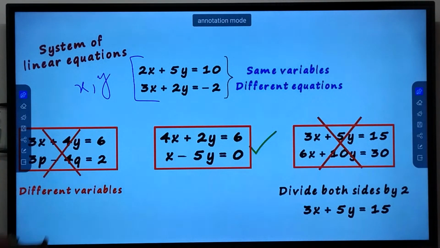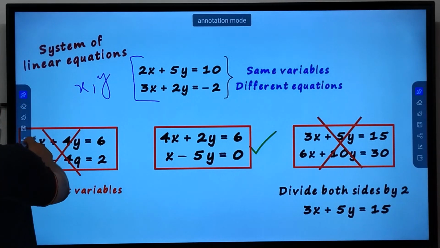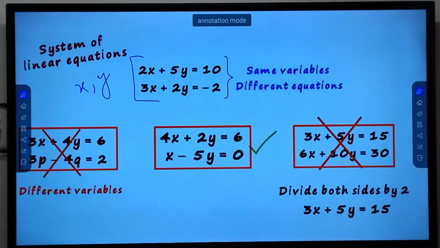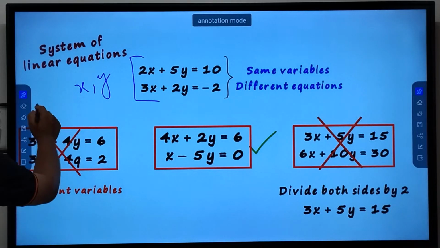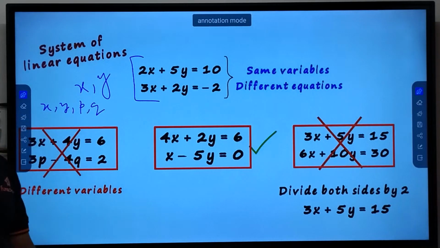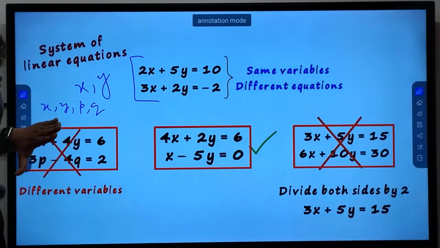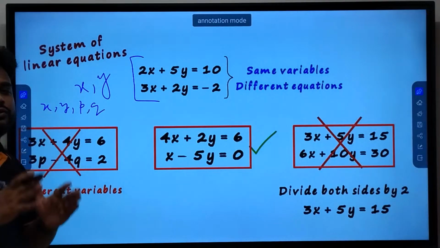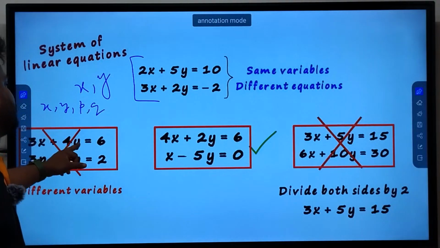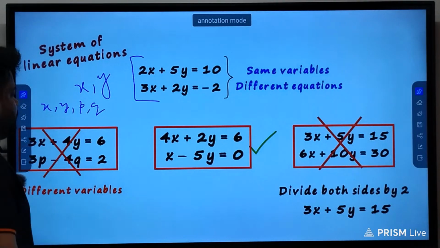Okay, so if I write like this, 3x plus 4y equals 6 and 3p minus 4q equals 2, can we solve this kind of example? No. Why not? Because x, y, p and q make 4 variables. This is not a general system where we can solve linear equations with 4 variables, so these won't be solved.